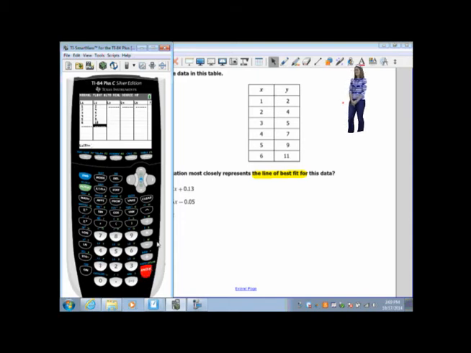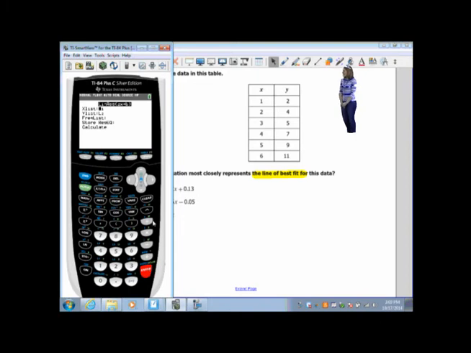Alright, so now that we have our values entered into our calculator, we are going to run our linear regression. So in order to do this, we need to go to Stat, over to Calc, because we're going to be calculating this linear regression. And we're going to go down to number 4. If you see listed, it's LinReg, standing for linear regression. We're going to press enter.